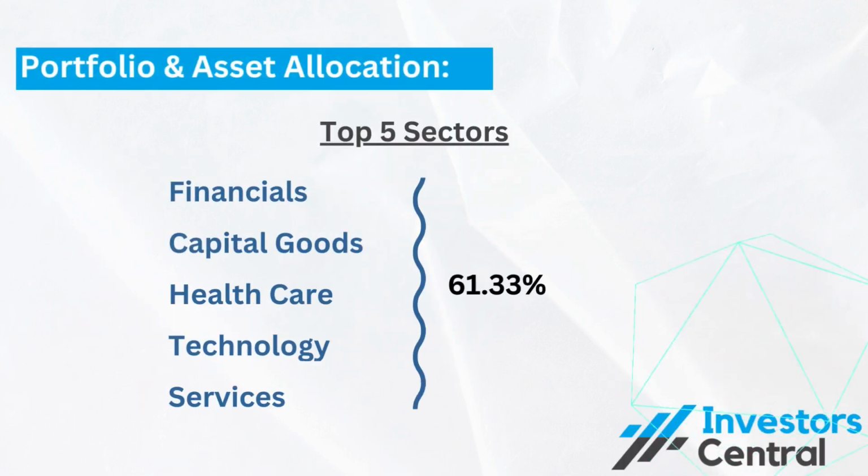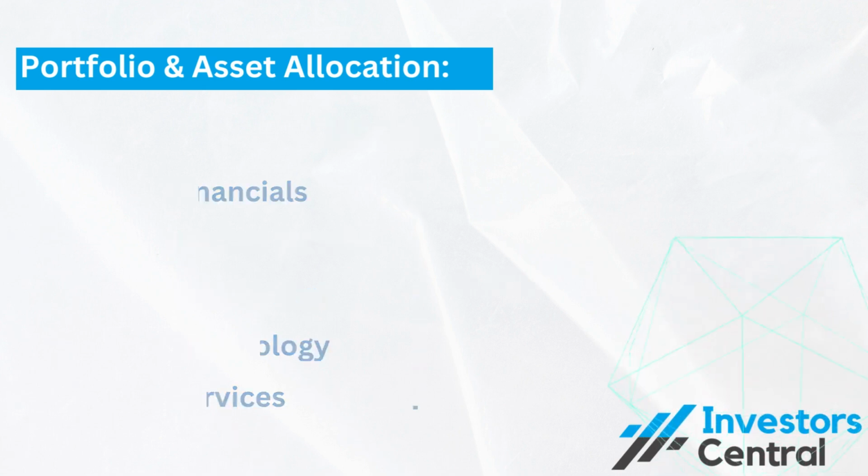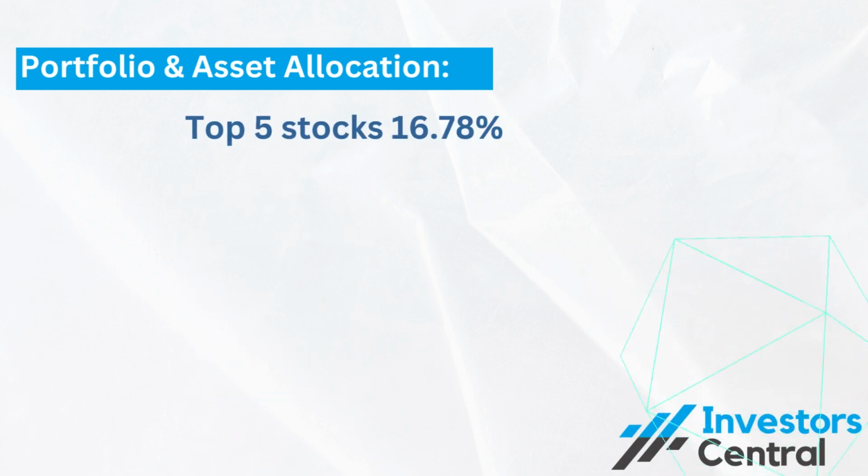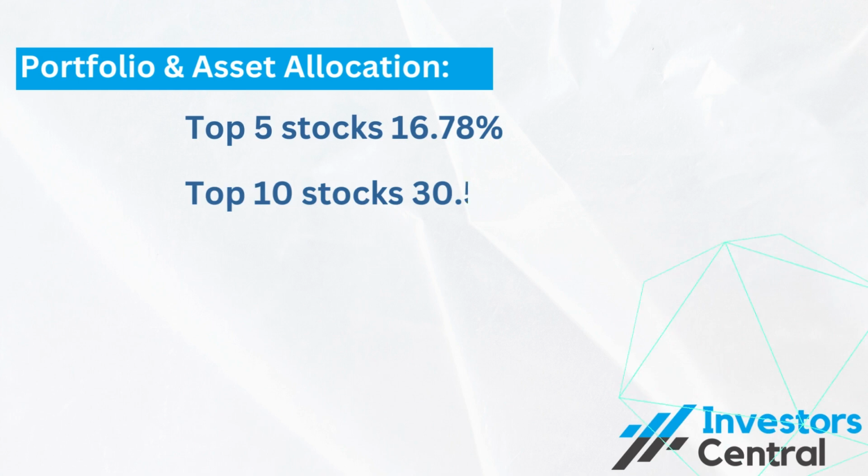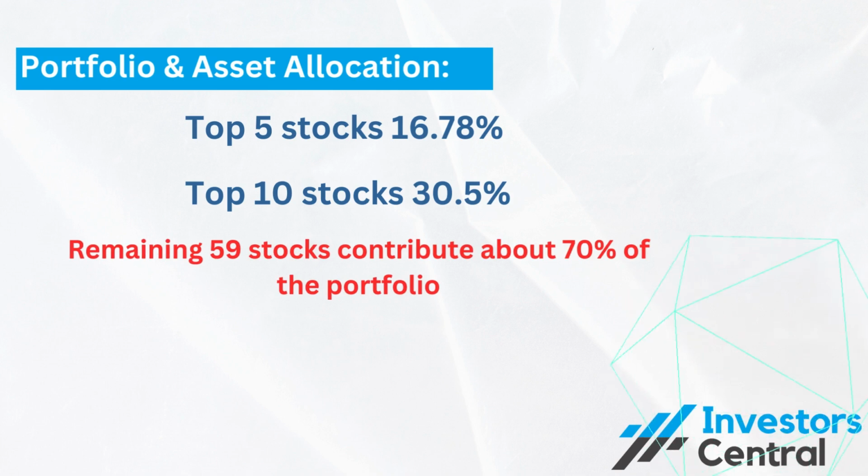Coming to the sectoral split of the portfolio, financials, capital goods, healthcare, technology, and services are the top 5 sectors in the portfolio. These 5 sectors contribute about 61.33% of the total exposure. The best part is the top 5 stocks allocation out of a total of 69 stocks in the portfolio is only 16.78% and the allocation to the top 10 stocks is only 30.5%. So the middle and last portions of the portfolio can also push the returns of the fund, as their exposure is also up to 70% in the portfolio, which is a good thing on the part of diversification.